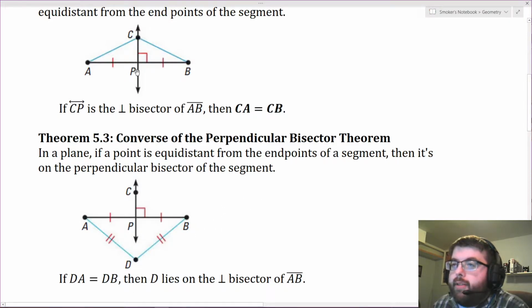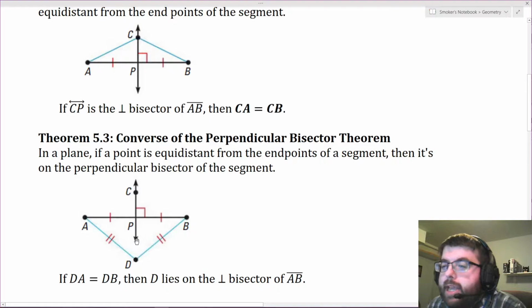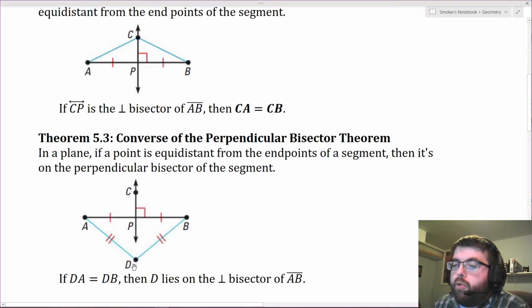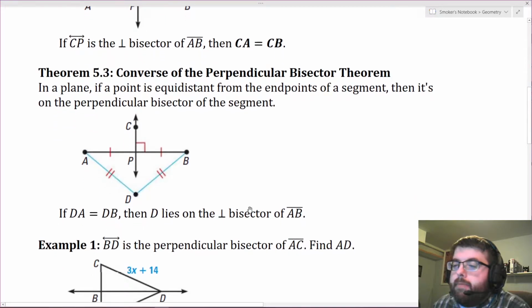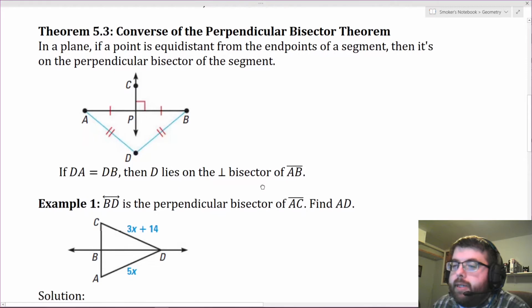So it goes both ways. If you have a perpendicular bisector, a point on that line will be equidistant from the endpoints. But if you have a point that's equidistant from the endpoints, there is a perpendicular bisector that would go through that point. So those are the two directions of looking at those theorems.